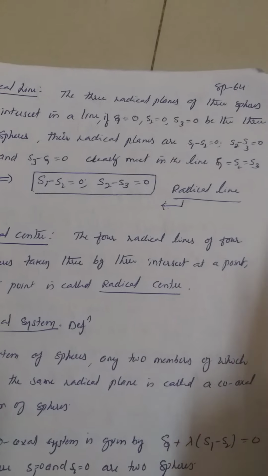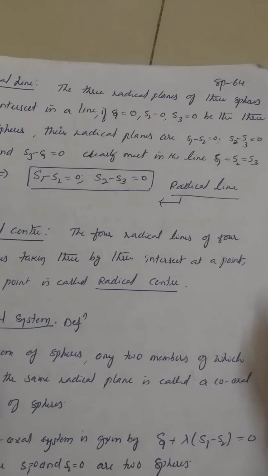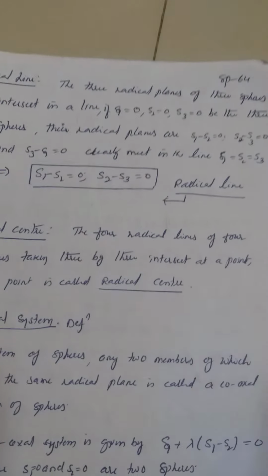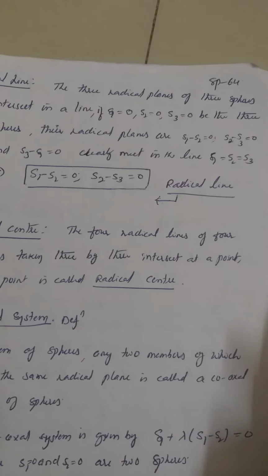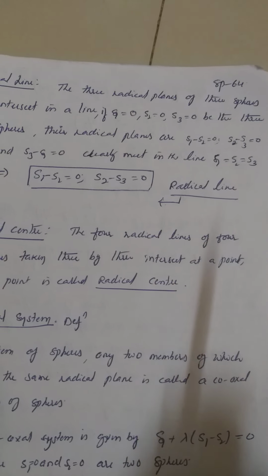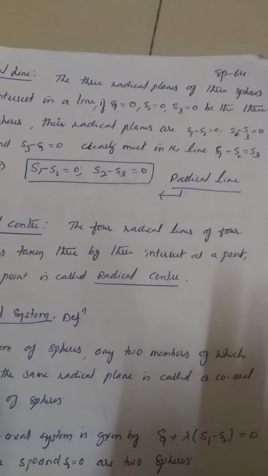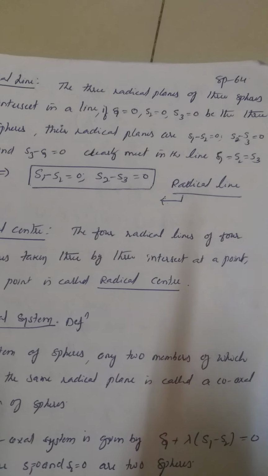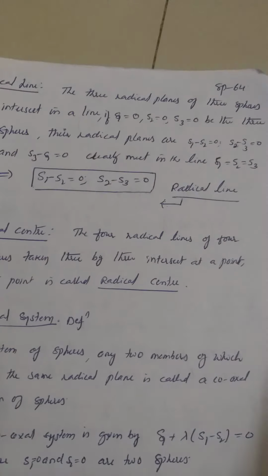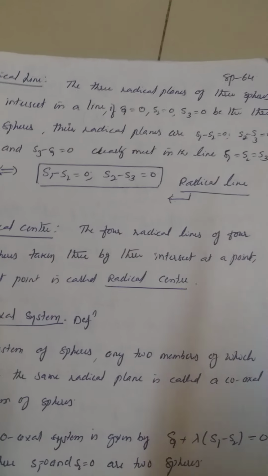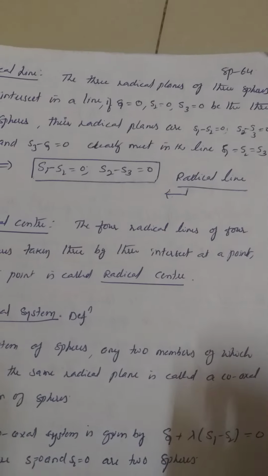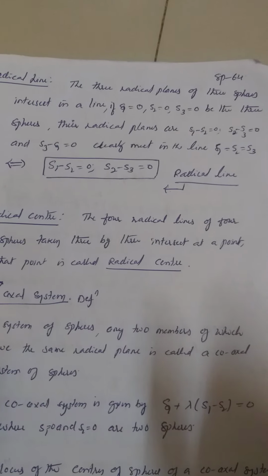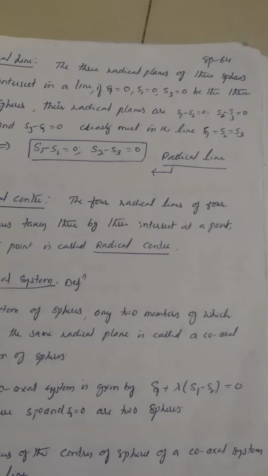That's it. Now suppose four spheres are given to you, say S1, S2, S3, S4. How to find radical planes? Simply S1 minus S2 is equal to 0, one radical plane. S2 minus S3 is equal to 0 is another radical plane. S3 minus S4 is another radical plane. Now any two radical planes put together is called a radical line in unsymmetrical form. That's it.